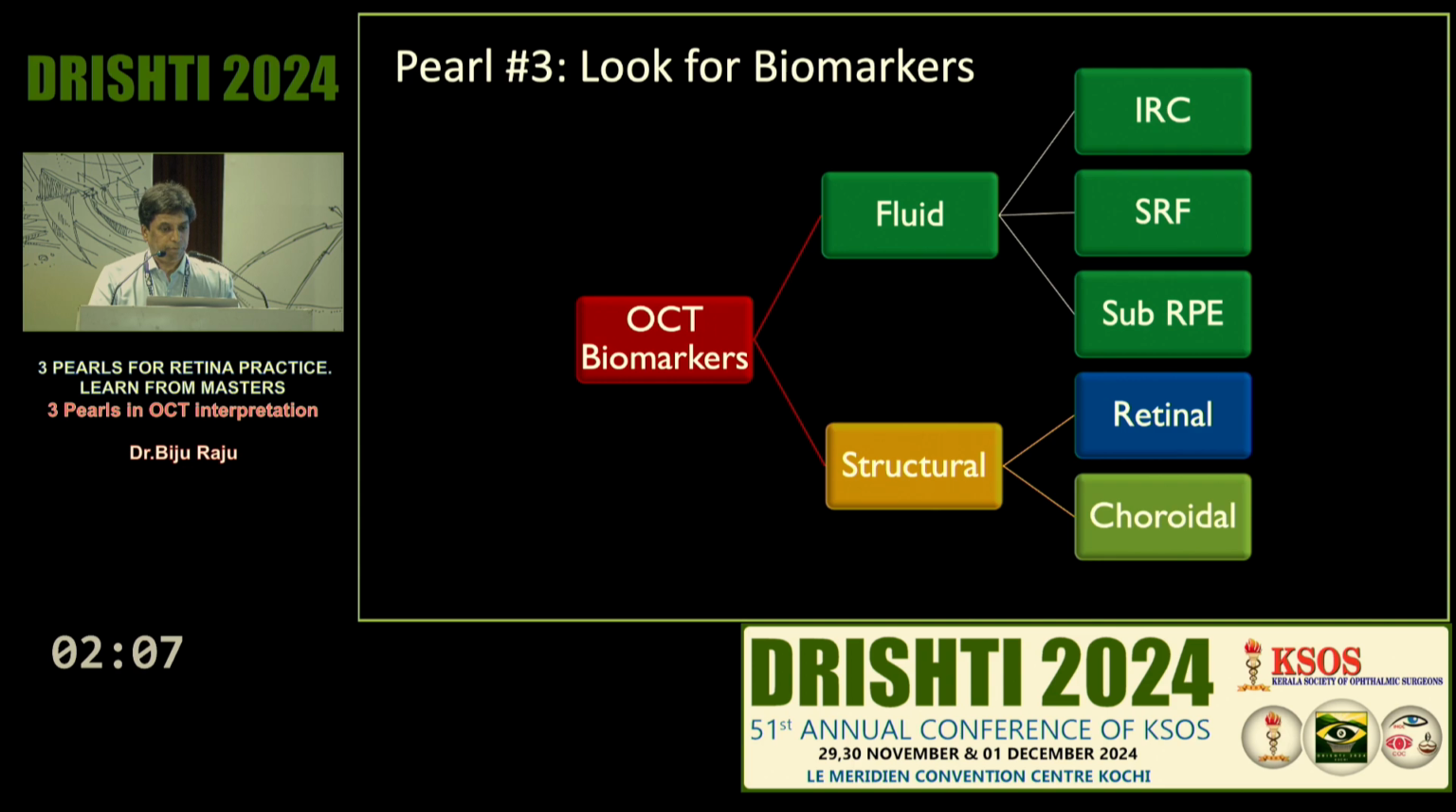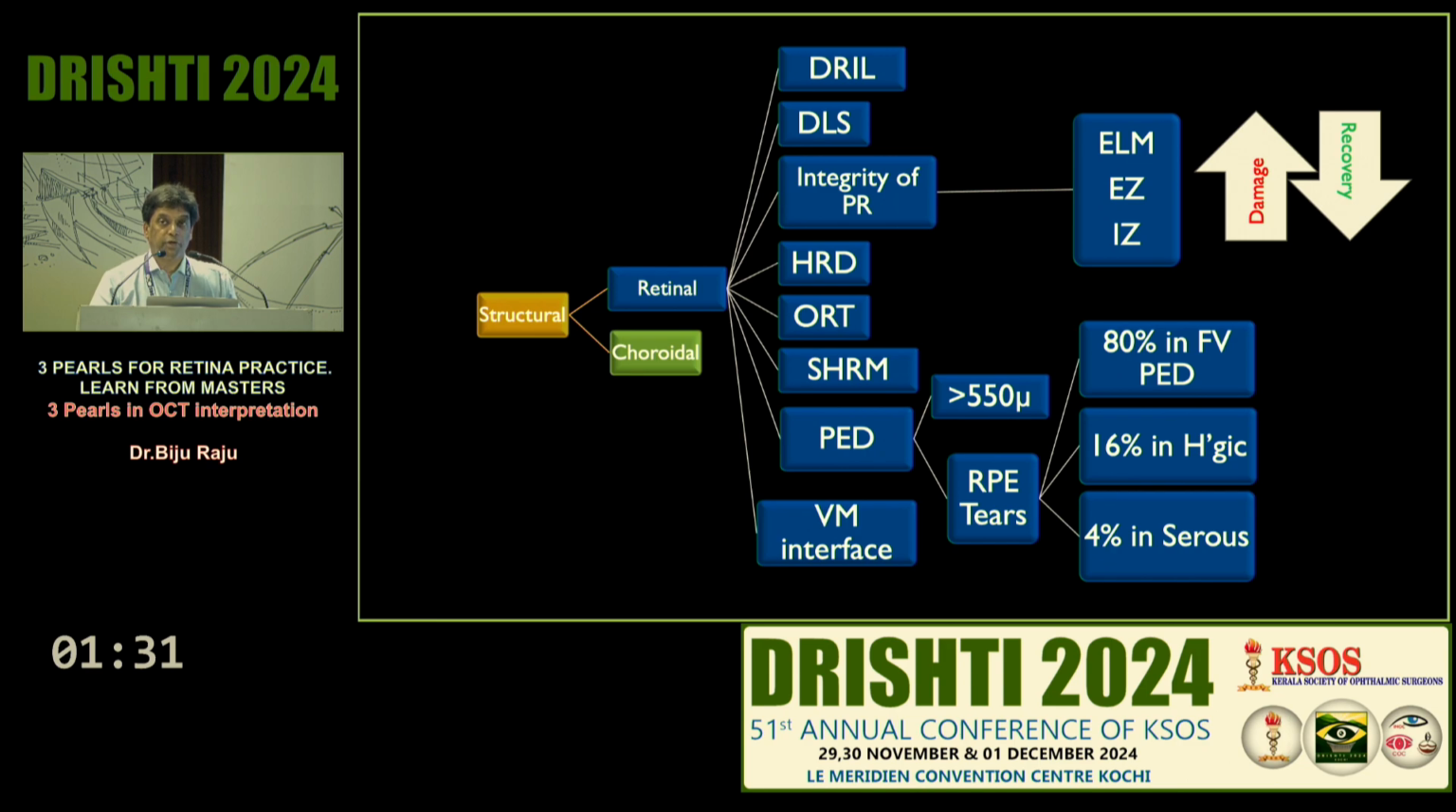My third pearl would be to look for the biomarkers. In OCT, there are two classifications of biomarkers, that is the fluid biomarkers and the structural. The fluid being based on the distribution of the fluid in the retina as intraretinal cyst, subretinal fluid, and sub-RPE. We know that intraretinal cyst or fluid are more dangerous than the subretinal fluid, which some authors say is protective to the status of the retina. So when we know the level of the fluid in the retina, we know that you can have a prognostic outcome. We can prognosticate the outcome after treatment of those patients.